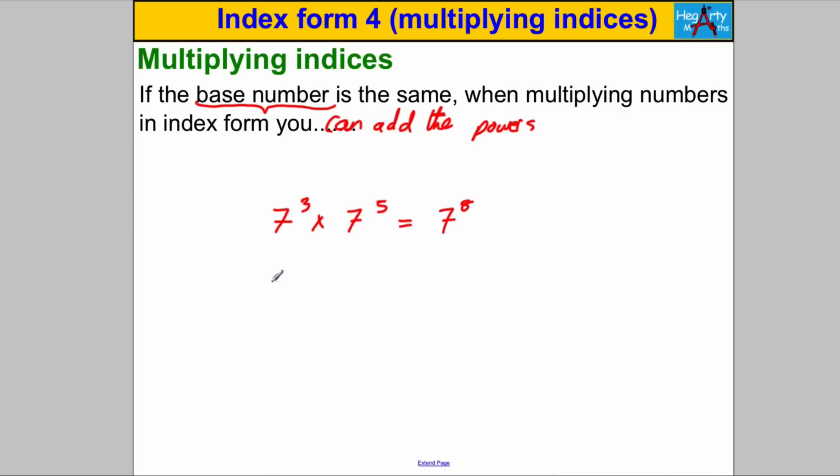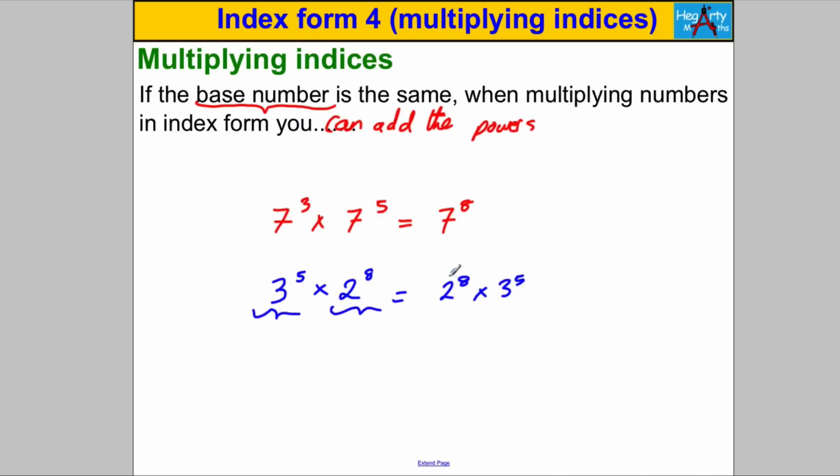What you're not allowed to do, say if someone said 3 to the power of 5 multiplied by 2 to the power of 8, you're not allowed to add the powers there. You're not allowed to do anything. There's different bases. You're not allowed to combine it. You just have to leave it alone and leave it like that. In fact, you should have it written with the smaller base number first. That would be the mathematical way of writing that. But there's no way you can actually simplify that. And that's it. That's all you need to know for multiplying indices.